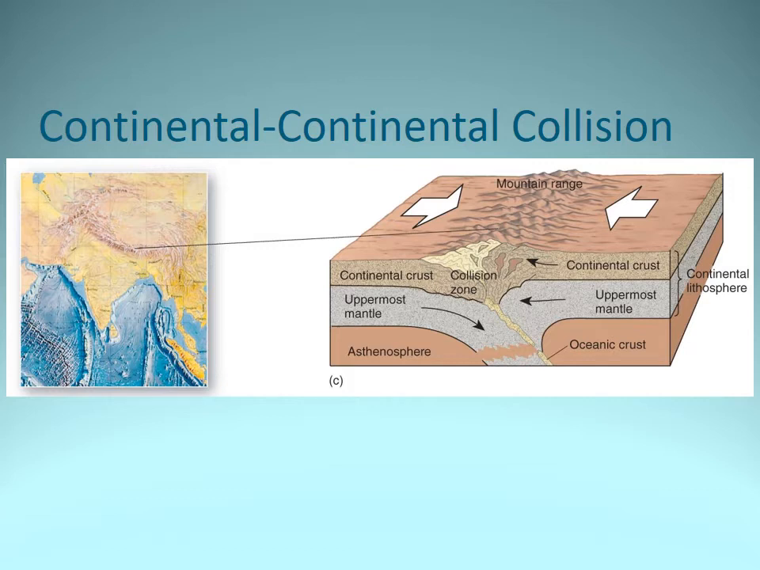The subcontinent of India has moved really quickly since the beginning of the breakup of Pangaea. Because of that, it is colliding with the rest of Asia at a pretty fast rate, which gives way to the Himalayan mountains, some of the tallest mountains on Earth.